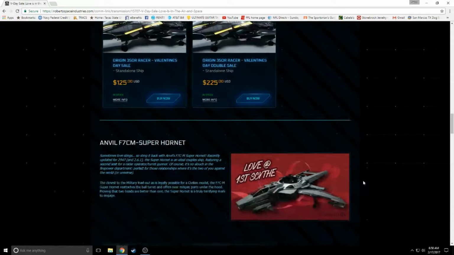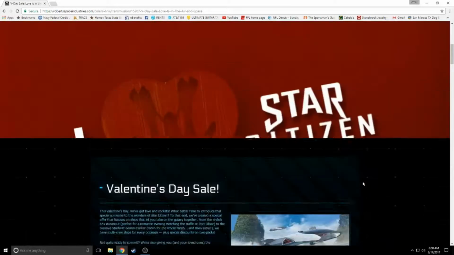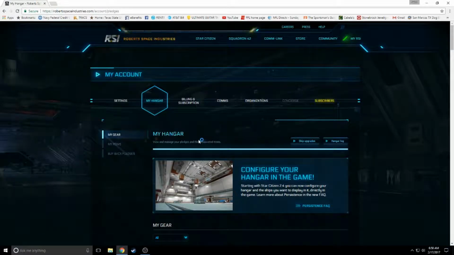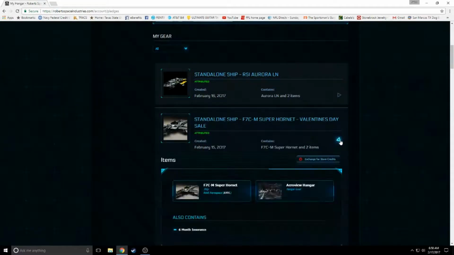I was like, you know what, since I really don't have the money to put towards the game, I'll just sell some ships. So I was like, all right, I gotta come up with $180. So I ran real fast, I scrolled real fast to my hangar, and I was like, you know what, I'll just sell my Gladius and I'll sell my F7C that I had. So I exchanged for store credit.